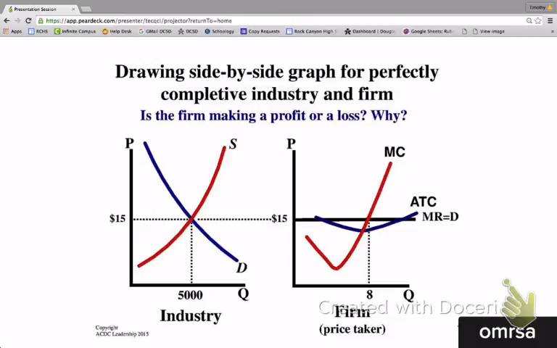So the individual firm, shown on the right, has to accept that market price of $15 as a given. Its demand curve would be perfectly elastic at that price and would represent marginal revenue and the demand curve of the firm. That individual firm would then look at its marginal cost curve and determine that marginal cost equals marginal revenue at a quantity of 8, and because the firm's minimum of average total cost is below that price, the firm is making an economic profit.